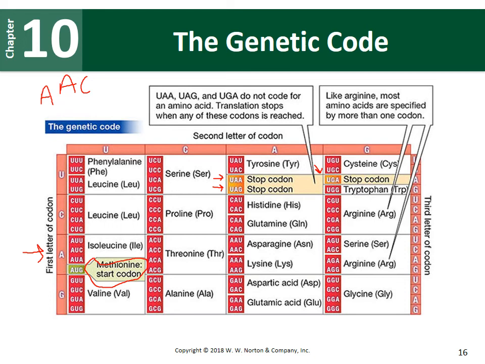We have U, C, A, G. We have A. So we're ending up in this box right here. And we specifically have AAC. So here we have AAC. So this is going to code for the amino acid asparagine. Right there. So it's very easy to use. They set it up. All 64 codons are listed, and it tells you specifically which amino acid it will bring in.